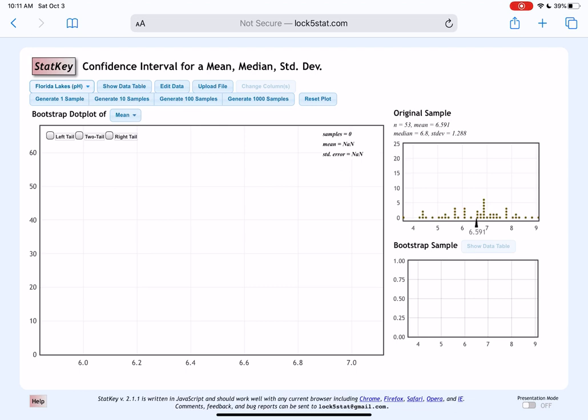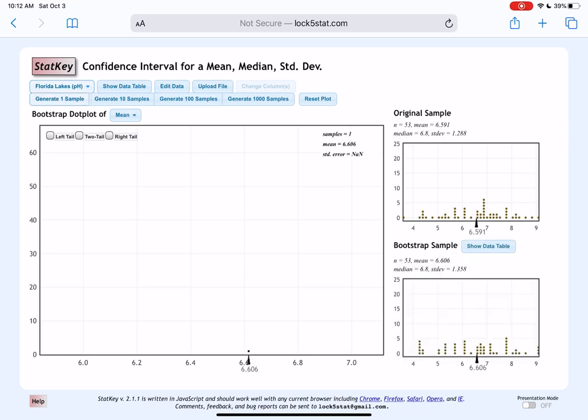So what we're going to do is create a bootstrap distribution based off of this. The plot below the original sample is going to show our bootstrap sample. The big plot to the left is going to be our bootstrap distribution. So first we'll generate one sample, and we'll see our first bootstrap sample shown right here in the lower right. We can see that there were some values that were obtained multiple times, and there were some values that didn't show up at all. Like we see that there's this one lake that had a really low pH in the original sample, and that never occurred in our bootstrap sample.